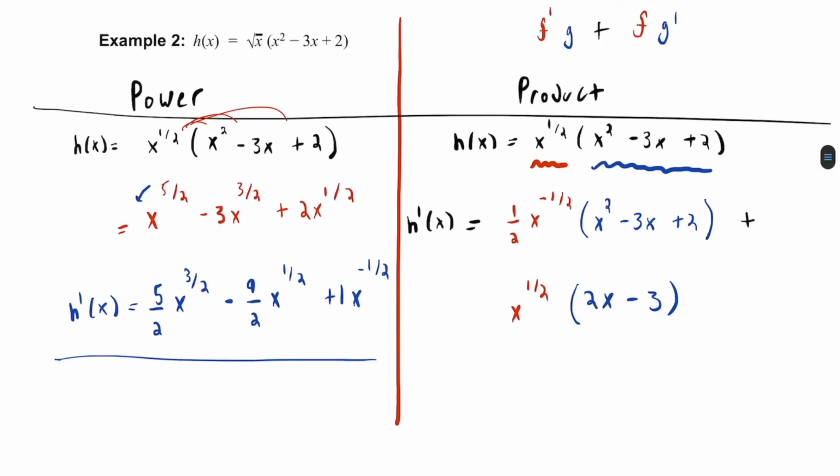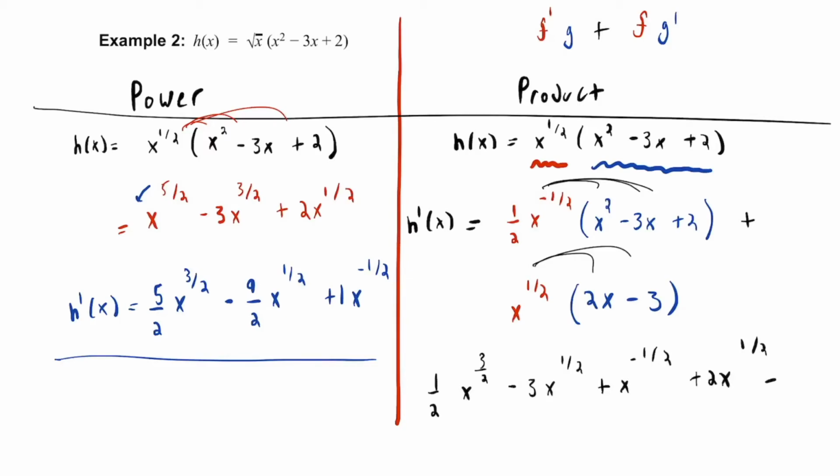Oh boy. Okay, so now we still have a whole bunch of work left to do to figure this out. We could go ahead and multiply all of these pieces out. We would have 1/2 x to the 3/2 minus 3x to the 1/2 plus x to the negative 1/2. And then we write this out: 2x to the 3/2 plus 2x to the 1/2 minus 3x to the 1/2.